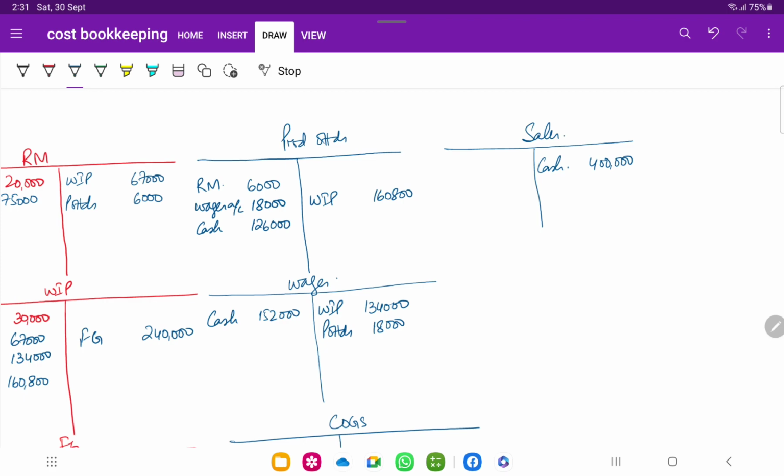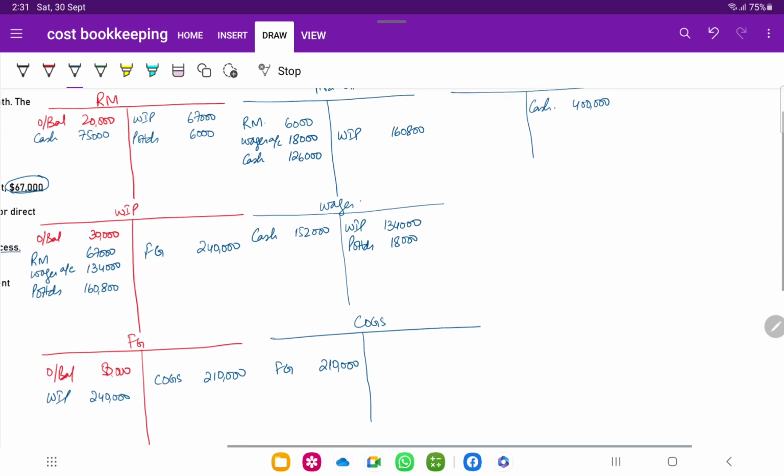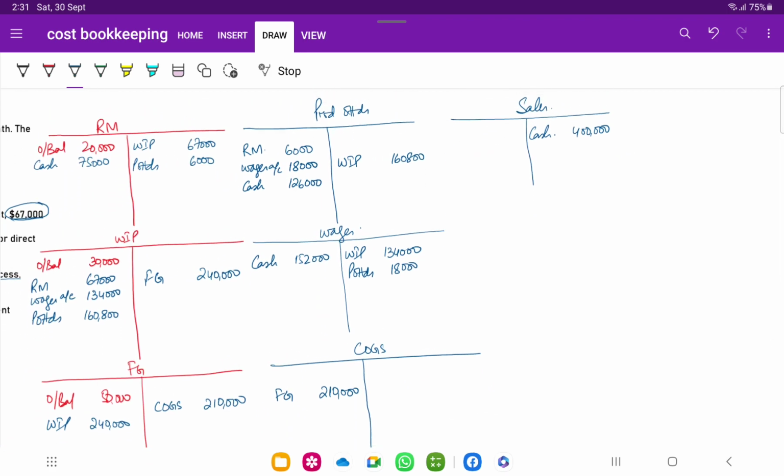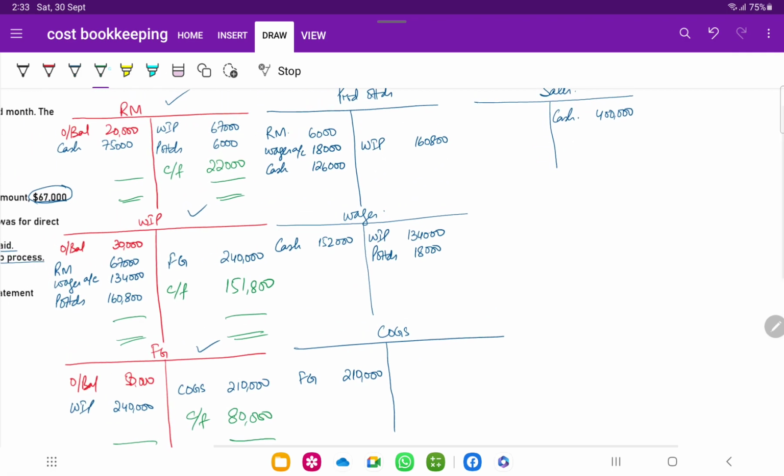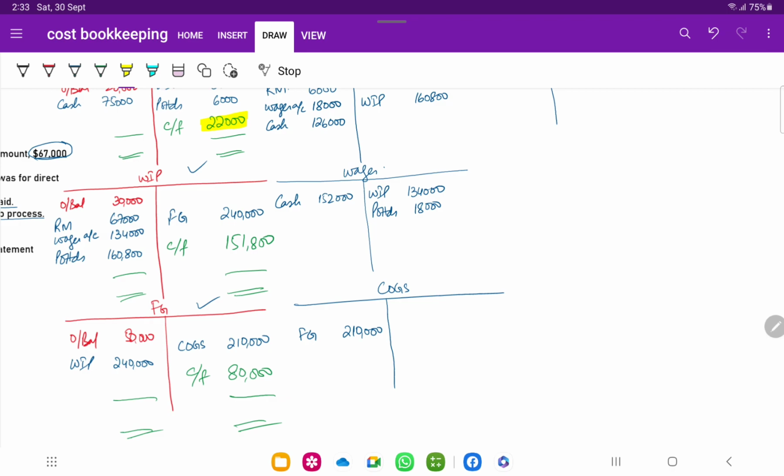Right, so we are done with all the entries. Now you just need to pause this video and try to find out the closing balance of raw material, work in progress, and finished goods. All right, so I just completed these three accounts. So the carry forward balance is 22,000. Right, it's not a big deal. You just need to add the debit side and take the difference. Right, so this is the carry forward. This 22,000 will be transferred to the balance sheet.